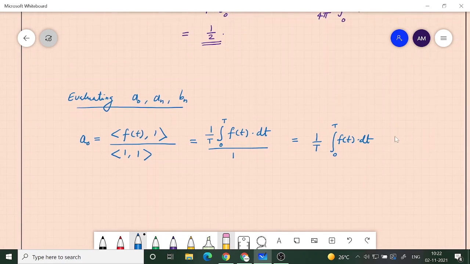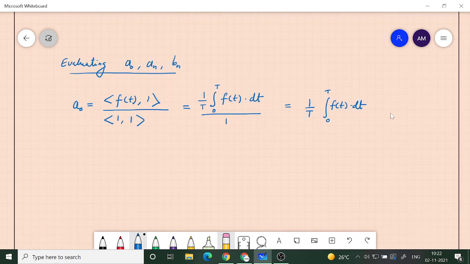Have you seen this formula in mathematics? Did you study Fourier series earlier? Yes or no? Did you study Fourier series earlier? Not earlier. Okay. So then this is the formula to evaluate A naught.